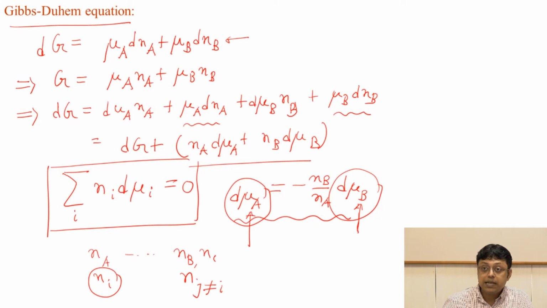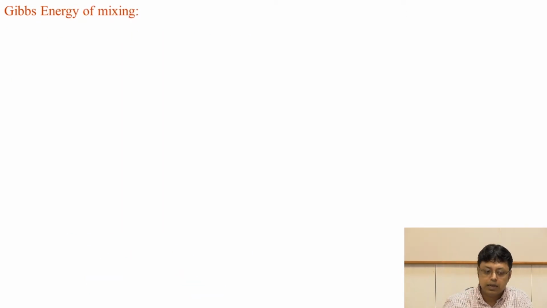Now since it is a mixing, we have to talk about two or more ideal gases. Remember that if we take the Gibbs free energy of mixing, we have to keep the pressure and temperature constant. So let us imagine that we have a container, something like this.